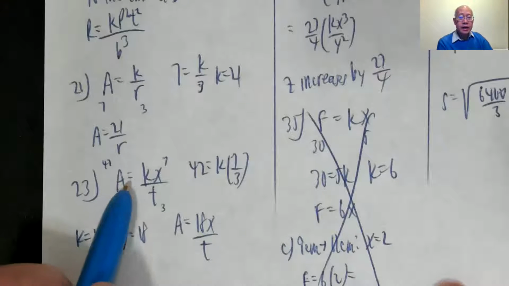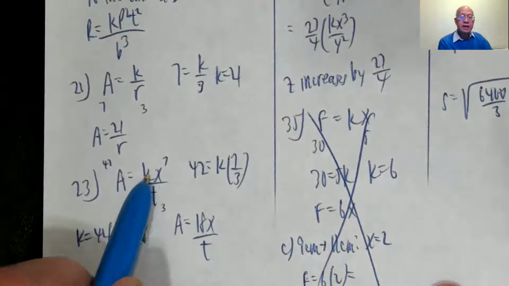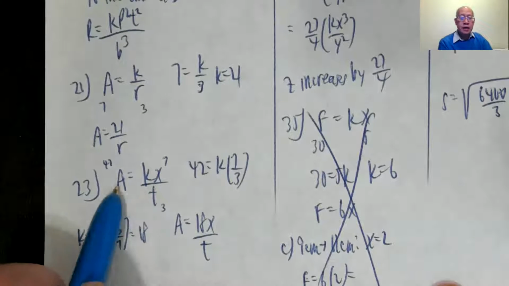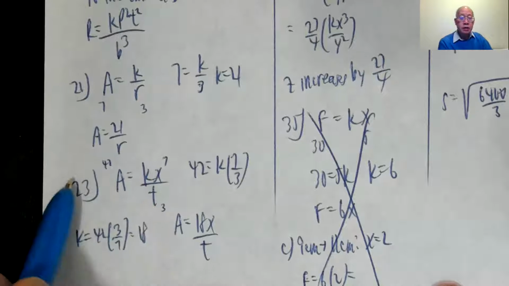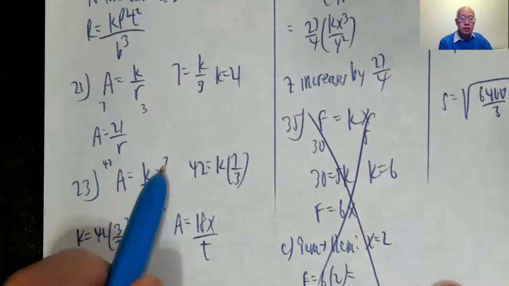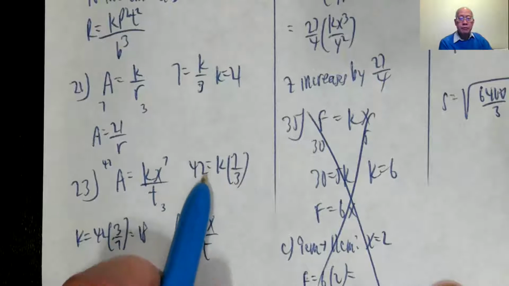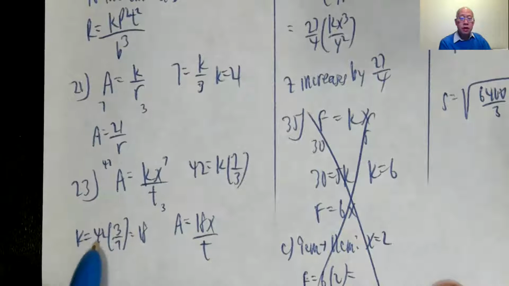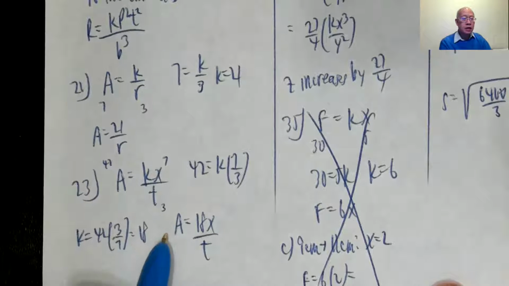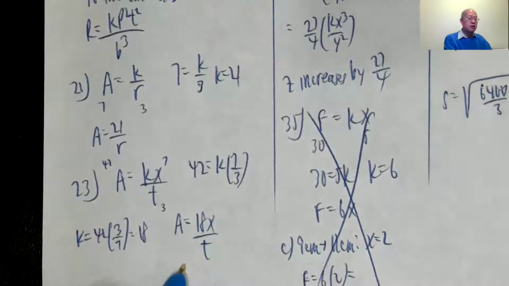23, a is proportional to x and inversely proportional to t. A equals kx over t. Then I'm supposed to plug in 42, 7, and 3. So 42 equals k times 7 over 3, multiplied by 3/7. K is 42 times 3/7, which comes out to be 18. So a equals 18x over t.